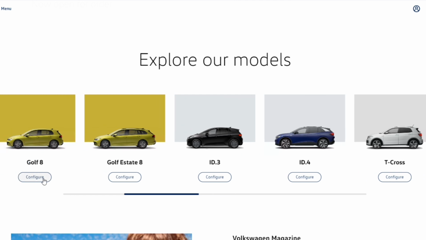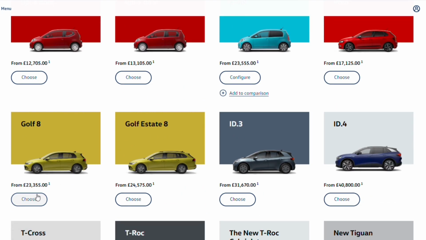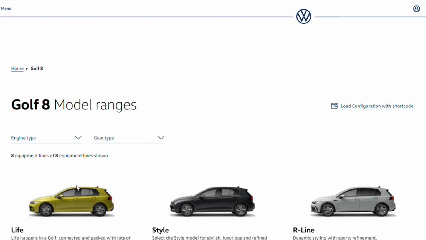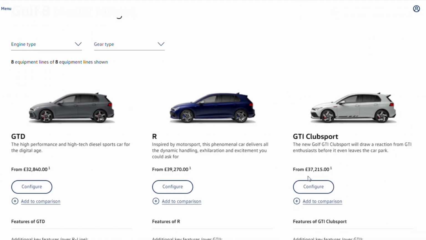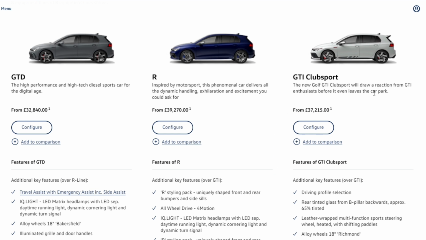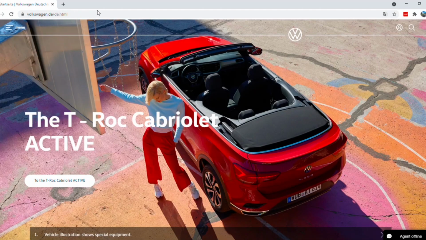You configure Golf to see if you can find anything, Golf 8. You then go further into it. Should be an easier process, personally. Click on Golf 8 again, you then get your model ranges, you then scroll all the way to the right, and you don't get it. You get the GTI Clubsport, and I have checked through this, and you don't get any options to do the 45th edition. Ironically, despite the fact that the Golf R is more expensive, it's not shown as prevalent as the GTI Clubsport.